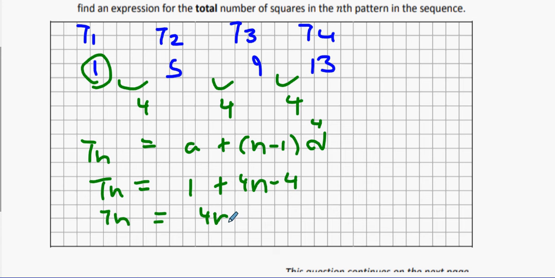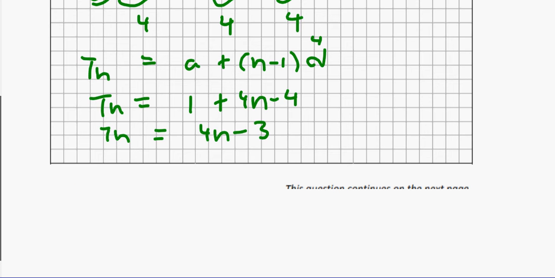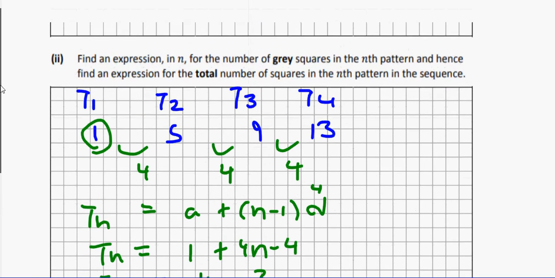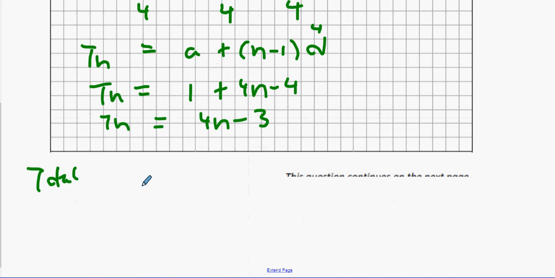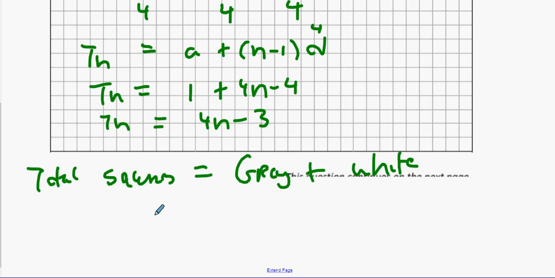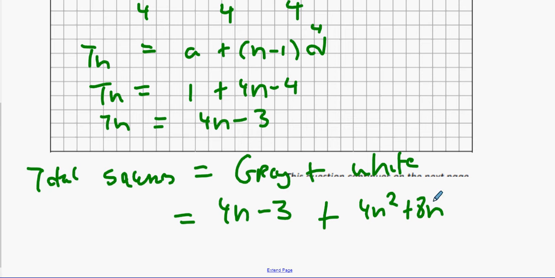Now, if you remember correctly, what's the total? Total number of squares. So total squares equals grey squares plus white squares, okay? We know that the grey squares is 4n minus 3, and we know that the white squares is 4n squared minus 8n plus 4. We'll add the two together, and what we should get is 4n squared minus 4n plus 1.